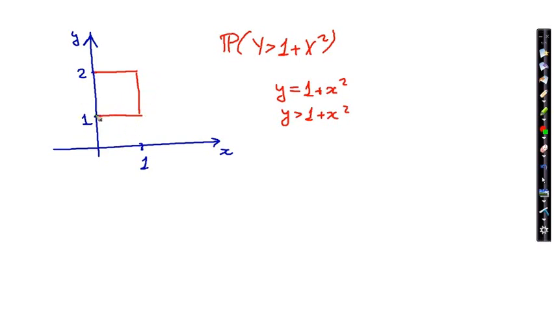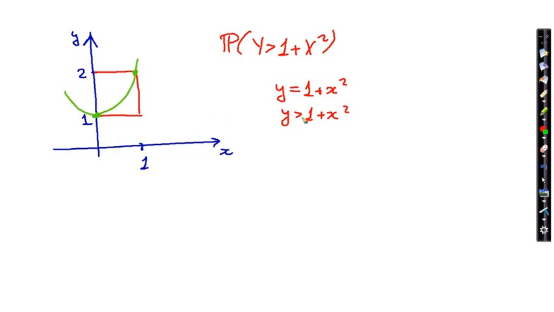So I will start from this point. If I plug in x equal to 1, I will get 2 here. So y is 2. So my parabola passes through this point. So if x is 0, y is 1, and if x is 1, y is 2. So I will have this kind of parabola and some other part here.